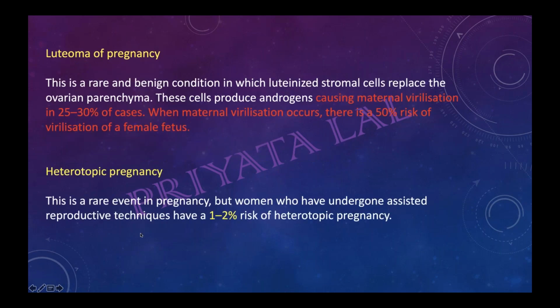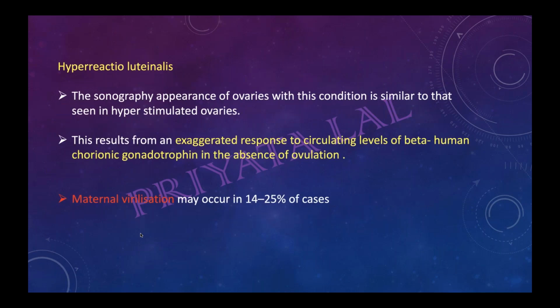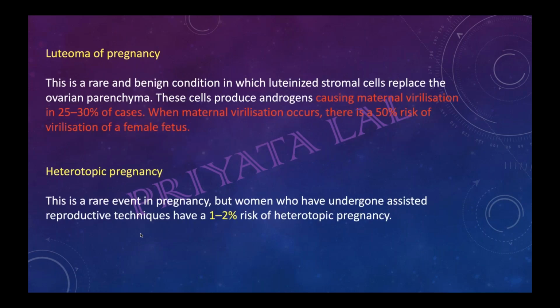Second important thing, luteoma of pregnancy. Here usually stromal cells are replaced by luteinized cells, and they produce a lot of androgen. So maternal virilization occurs, in 25 to 30% of the cases. Apart from this, if a female baby is there, there is a 50% chance that the baby will get virilization. So this is luteoma of pregnancy that also has to be remembered. You have to remember hyperreactio luteinalis, and also luteoma of pregnancy. You will get questions from there.